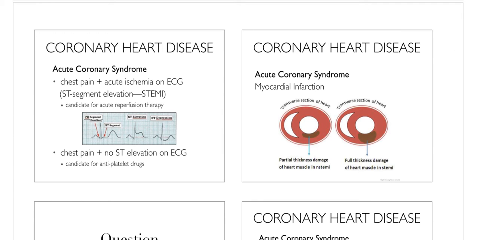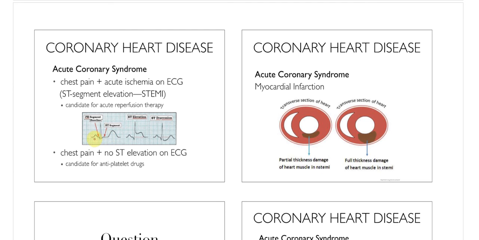So with acute coronary syndrome, this is going to be chest pain plus acute ischemia that you can potentially see on an EKG. If you can see it on an EKG, that means it is ST segment elevation, or a STEMI form of an MI, ST elevated myocardial infarction.